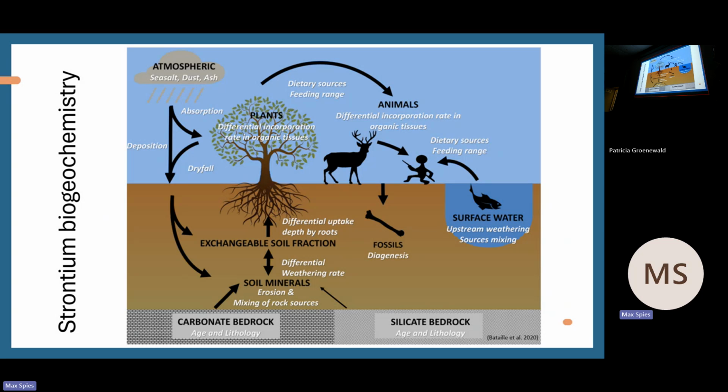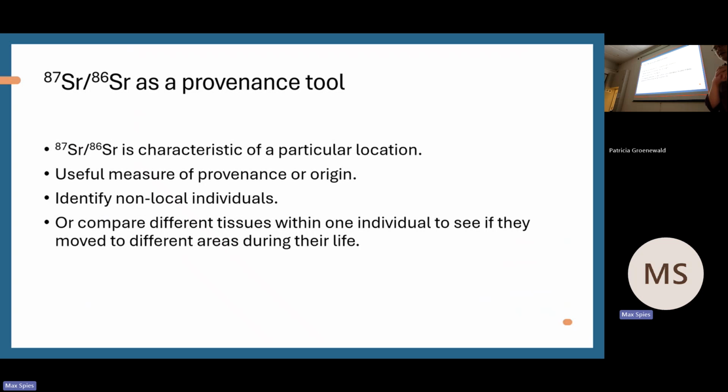Now, various sources. Rivers can bring strontium from upriver down to a low elevation, so a different source down to a floodplain, for example. And then humans and animals will incorporate that strontium via their diet, but it depends on their feeding range. It depends on their dietary preferences. It depends on what's available for them to eat. So it's quite a complex system. It's not as simple as just understanding the geology. But basically, fundamentally, the ratio of 87 to 86 is characteristic of a location, like I mentioned. And this makes it a useful measure of provenance or origin.